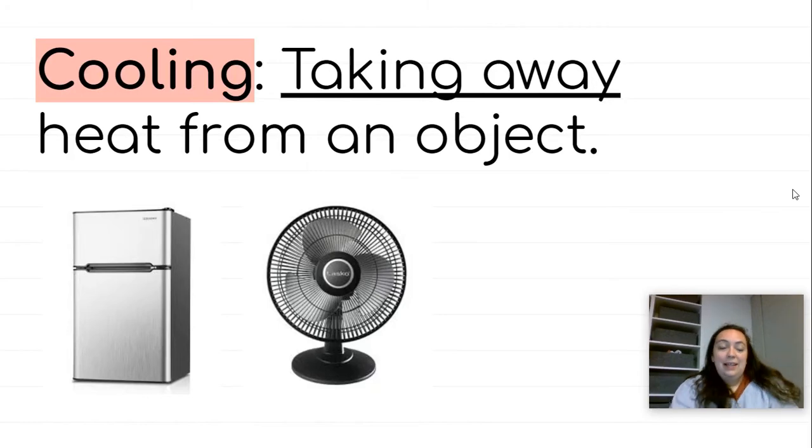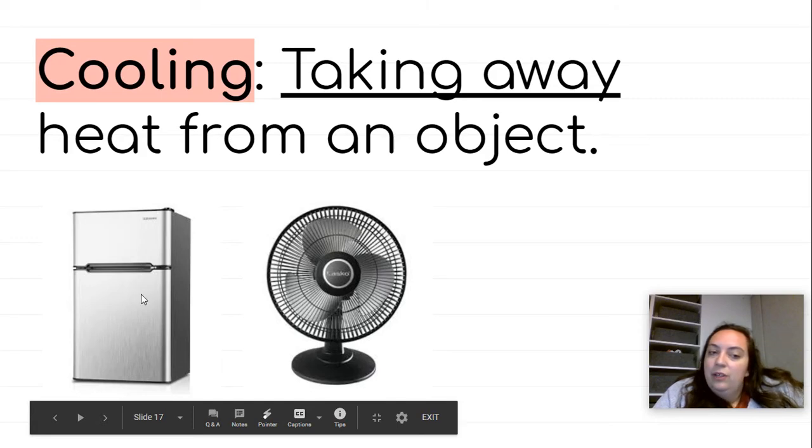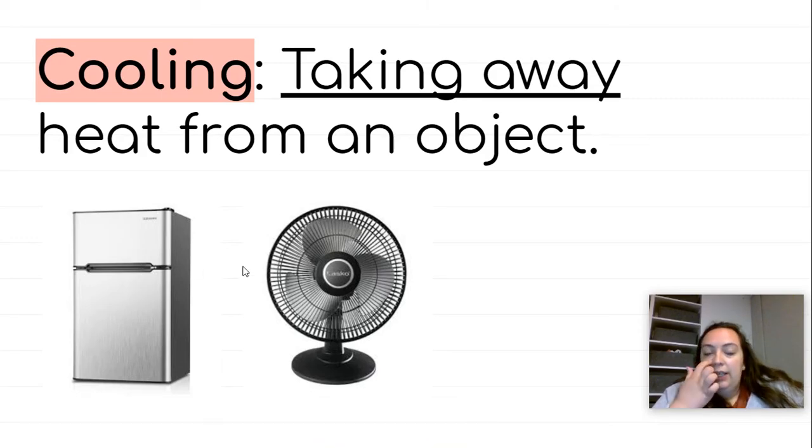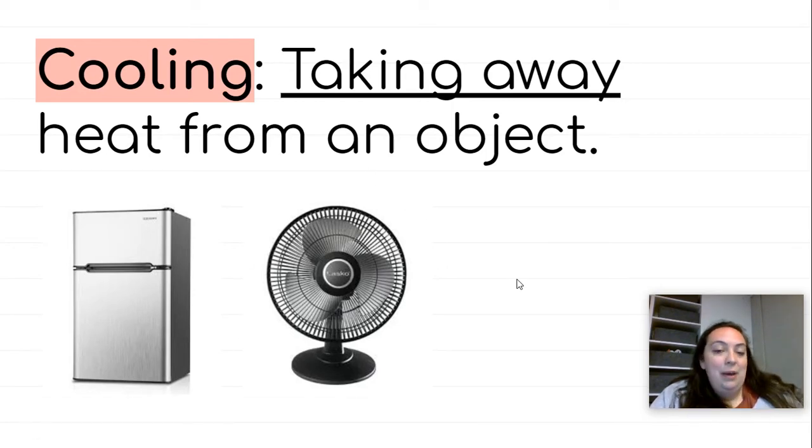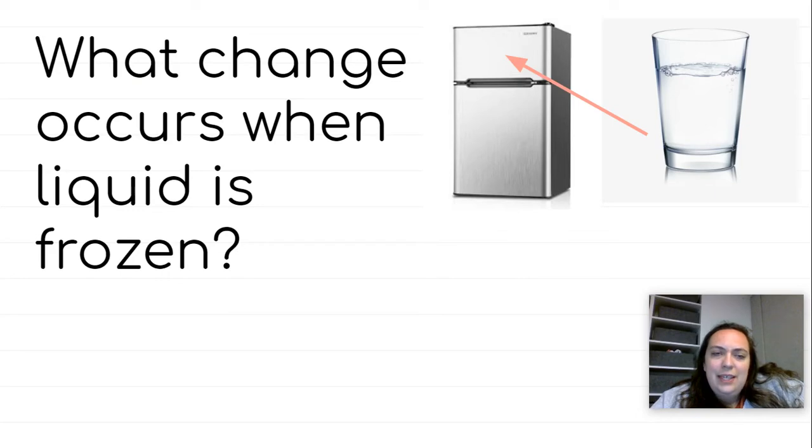All right, so the opposite then of heating is cooling. And so if heating is adding heat to an object, cooling is taking away heat from an object. So some examples I thought of was like a fridge. When you put food in the fridge or the freezer, you're taking heat away from the object, you're cooling it down. And then another example is like a fan. So on a really hot day, you might turn a fan on in your house to take away some of that heat.